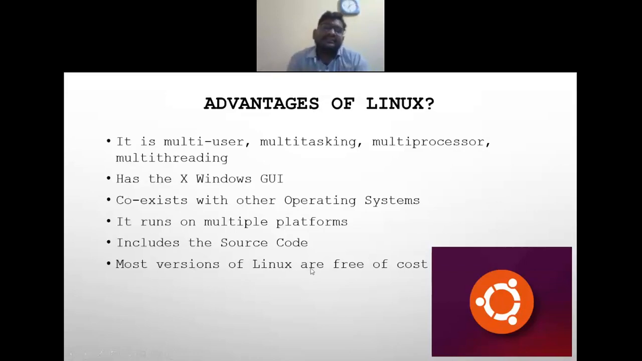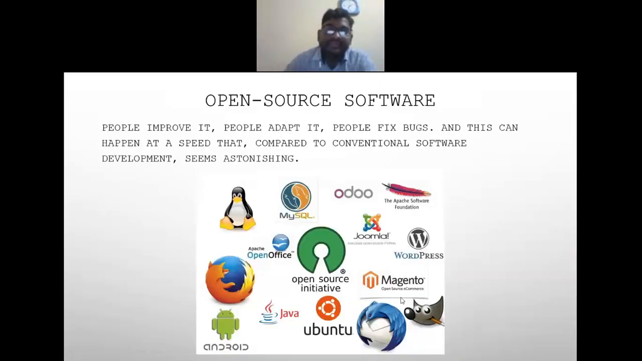If you know coding and programming, you can also develop your own version of the Linux operating system. If you get the source code, you can create your own operating system. So you can get it for free. Most versions of Linux are free of cost, but many of them are also available as paid versions. So what is open source software? The definition is very simple: people improve it, people adapt it, people fix the bugs, and this can happen at a speed that, compared to conventional software development, seems astonishing.